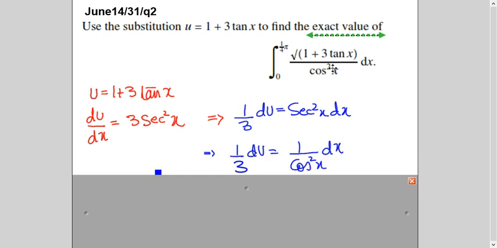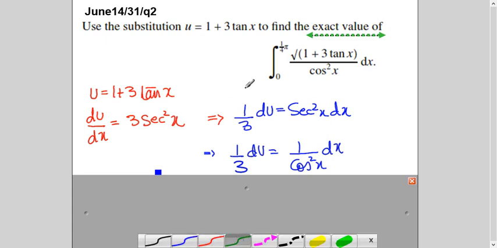So it means this thing, 1 over cos square x dx, can be replaced here by this. We will see how, if you are not sure, because there is a basic concept required. Let me explain here only. You must know that when you write a over b, it means a multiplied by 1 over b. So similarly, root of 1 plus 3 tan x multiplied by 1 over cos square x dx. So that's why this part we will replace by 1 over 3 du, and 1 plus 3 tan x will be replaced by u.